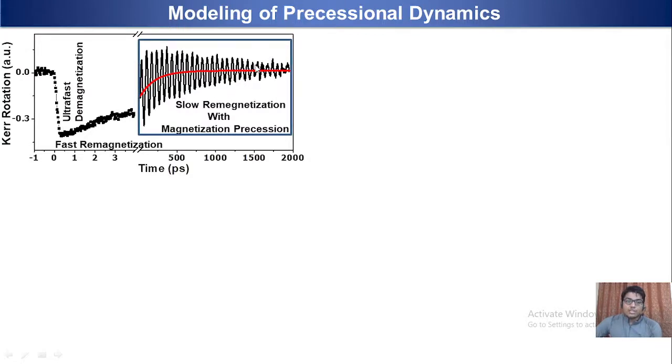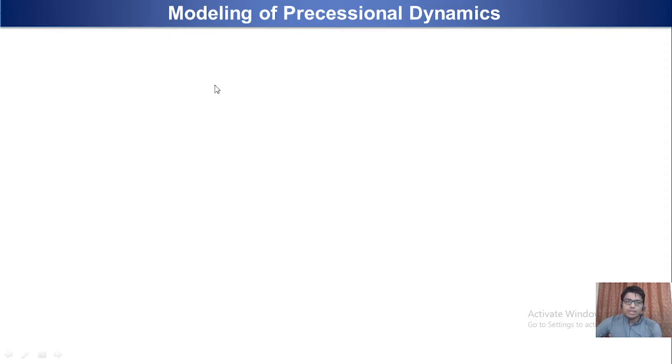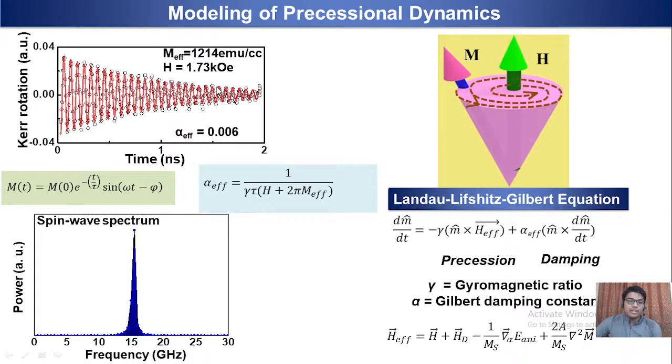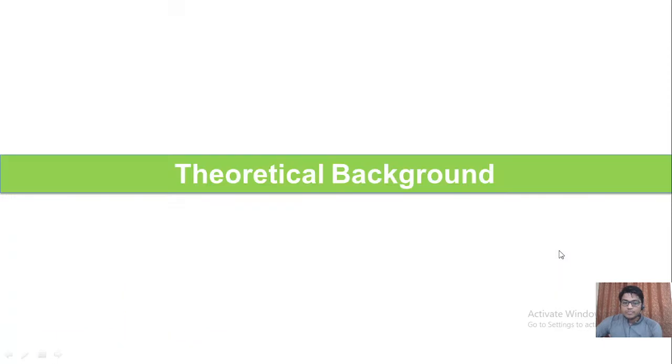Here the red line shows the bi-exponential background due to the slow remagnetization. And this background subtracted data is fitted using this damped sinusoidal function, which gives us tau, which is the precessional relaxation time, frequency f, and the Gilbert damping parameter alpha. The whole precessional dynamics can be explained by using this differential equation, which is called the Landau-Lifshitz-Gilbert equation. The first part is the precessional part, and the second part is the damping part.